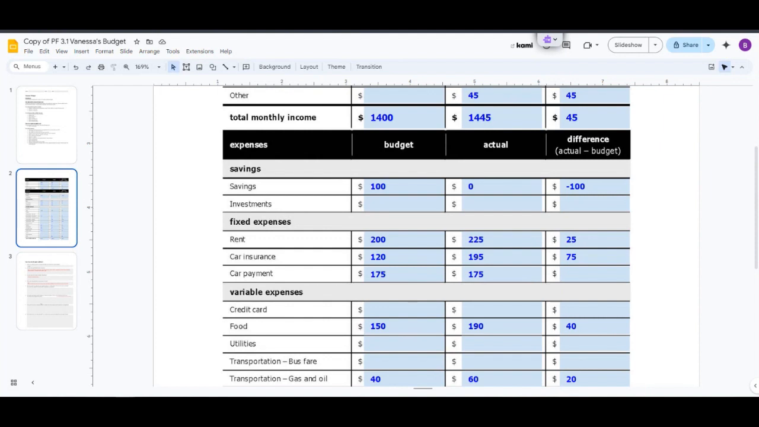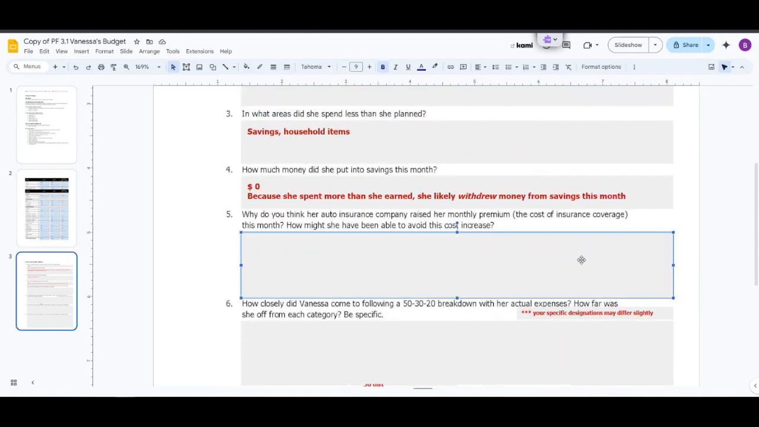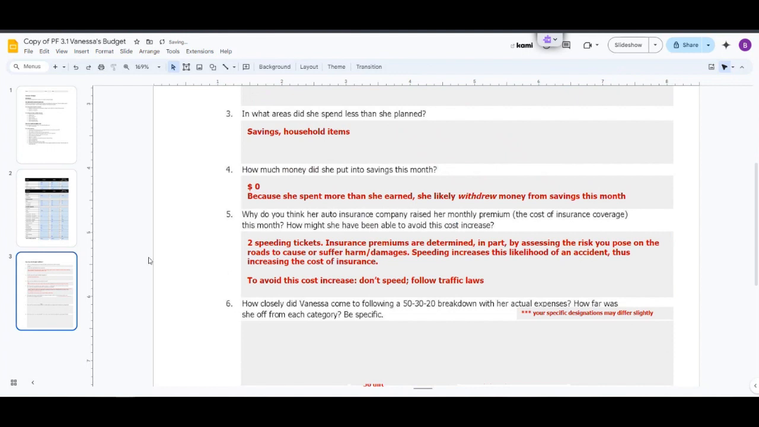All right. In this case, why would the auto insurance think that she's becoming a riskier driver and would increase the likelihood that she would be involved in an accident or be involved in something causing damage to the car? Probably because she's speeding, right? The two speeding tickets would signal to the insurance company that she's a riskier driver. That signal would oftentimes lead to an increase in that insurance premium. All right. How could she avoid this cost? Really easy to avoid speeding, right?